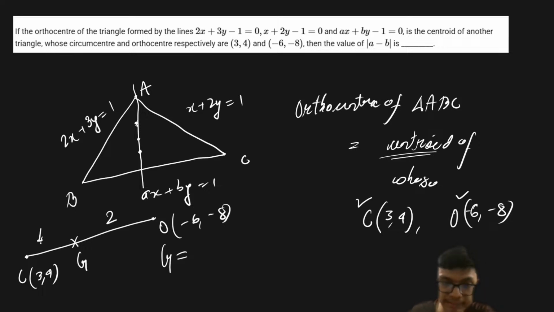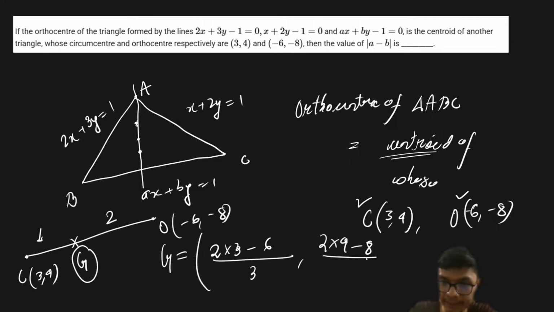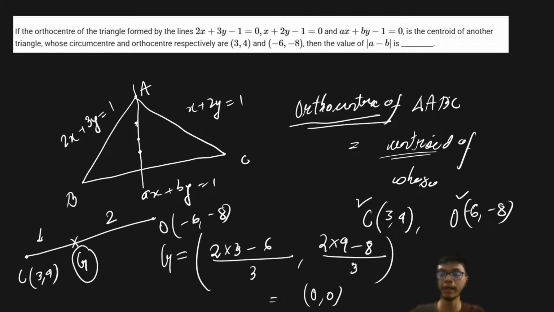So from this I can simply find the centroid by using the section formula as 2 into 3 minus 6 divided by 3 comma 2 into 4 minus 8 divided by 3. So from here the centroid of this particular triangle is equal to 0 comma 0, very simple. So the centroid of the triangle whose circumcenter and orthocenter are given is the origin, and this particular centroid is equal to the orthocenter of this particular triangle ABC.